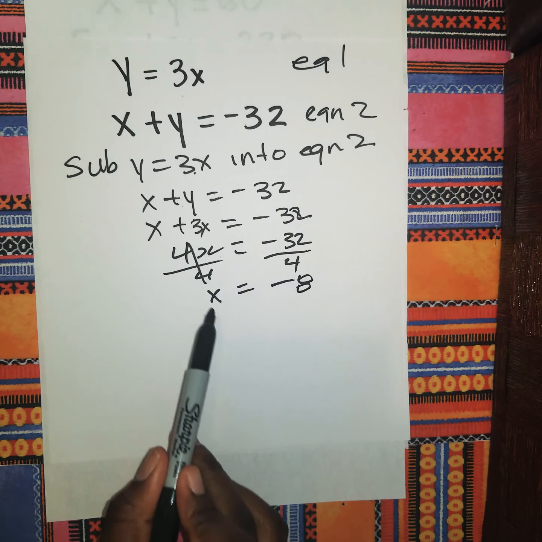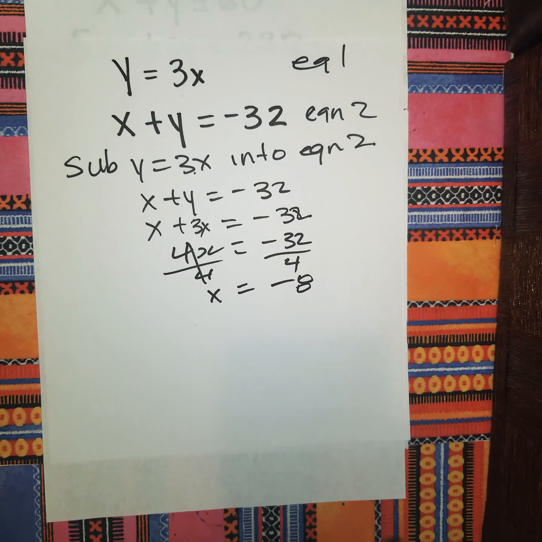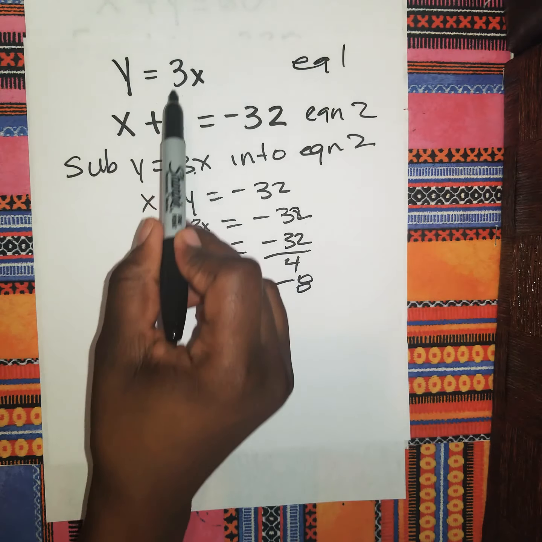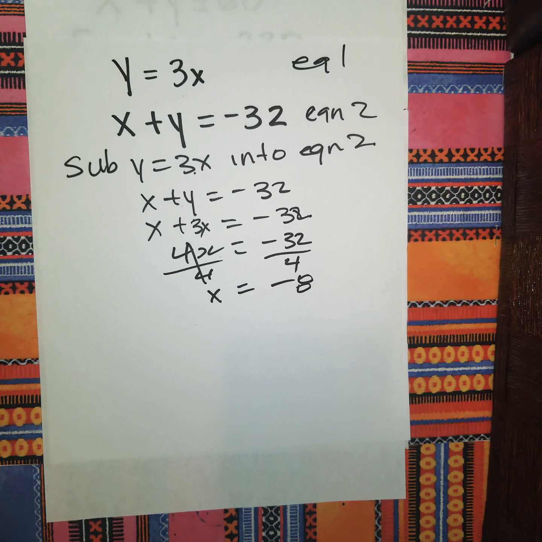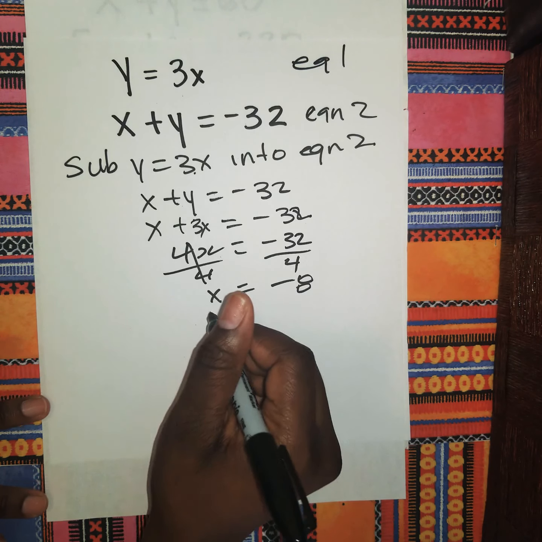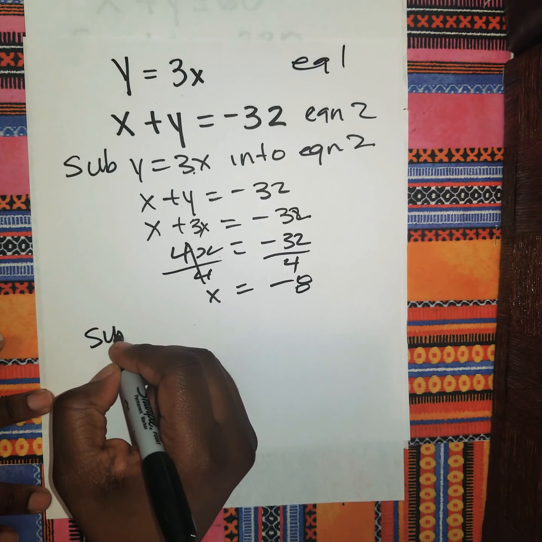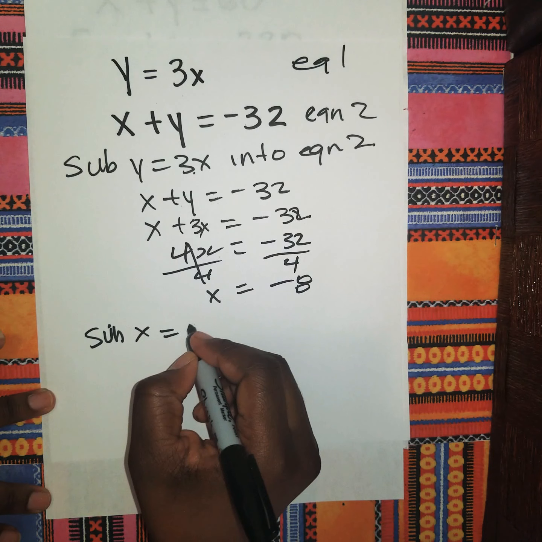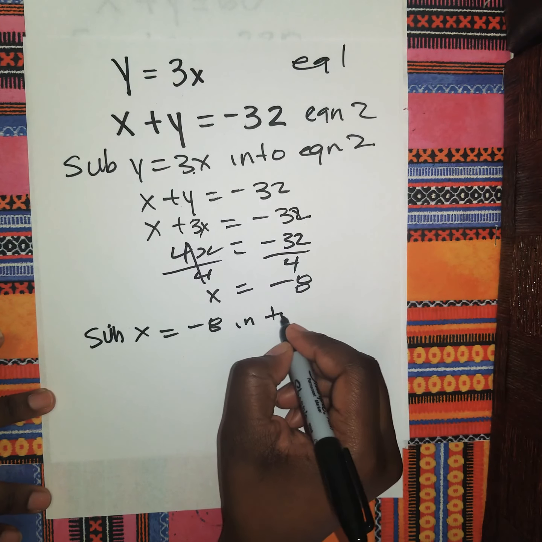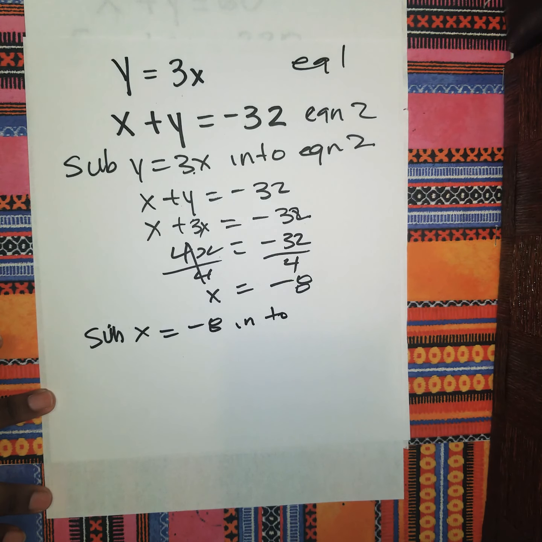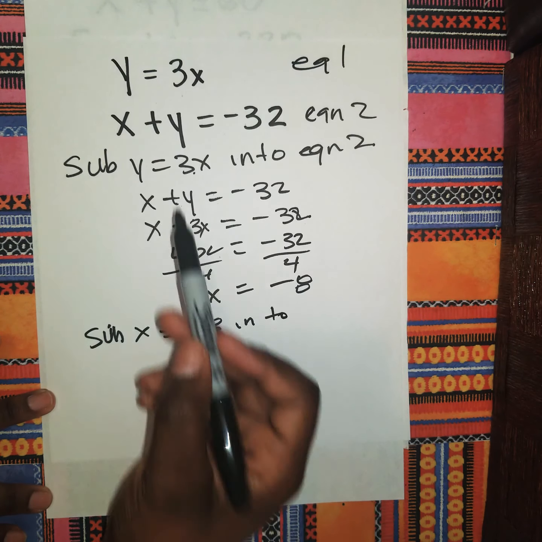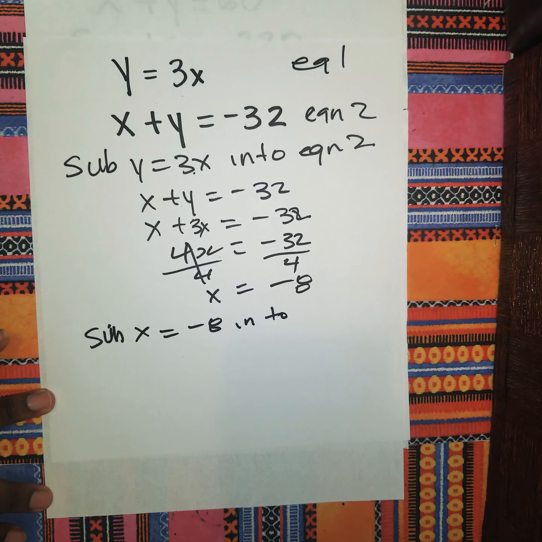I have the value of x here. I now need to find the value of y. Why do I do that? Because the equations have two unknown variables and we must find the solution for both of them. So we're going to sub x equal negative 8 into any of them. But I always choose the simplest one. For example, the first one will be simpler because y is already the subject. But you can put it in the second one if you want to.